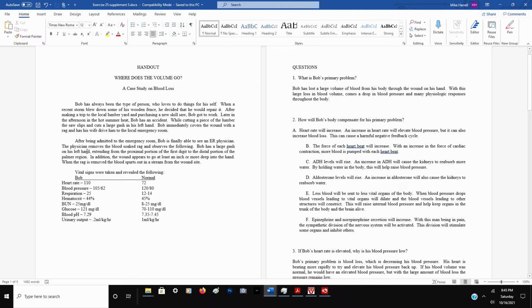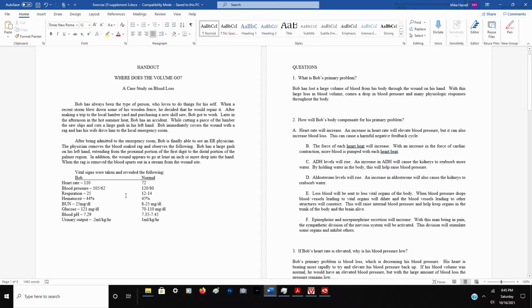Large gash on his left hand extending from the proximal portion of the first digit to the distal portion of the palmar region. In addition, the wound appears to go at least an inch or more deep into the hand. When the rag is removed, the blood spurts out in a stream from the wound site.